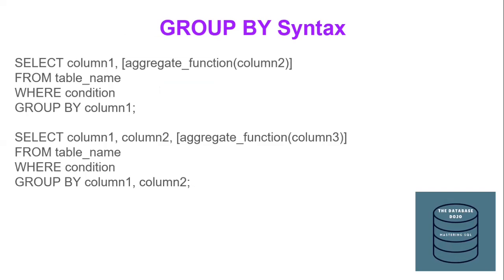The group by syntax goes as follows. You select the column or the columns that you want to group by. Optionally, you can add an aggregate function, which we're going to talk about in the next video. This is part 1 of the group by clause. In part 2, we're going to learn about aggregate functions.